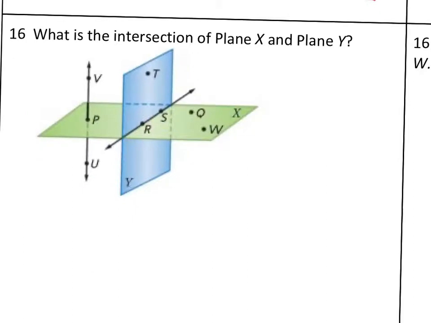Okay? This next one, what's the intersection of plane X and plane Y? Well, let's identify what plane X is. It's this green plane right here. You see the X in that corner. Here's plane Y, this blue plane going up and down through it.